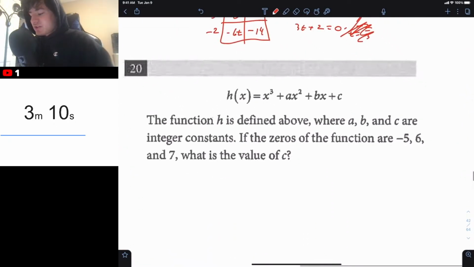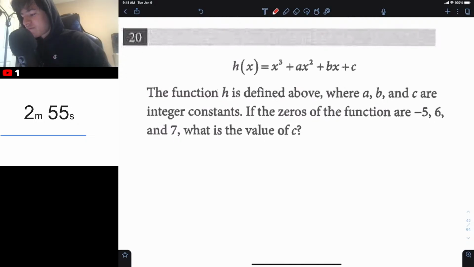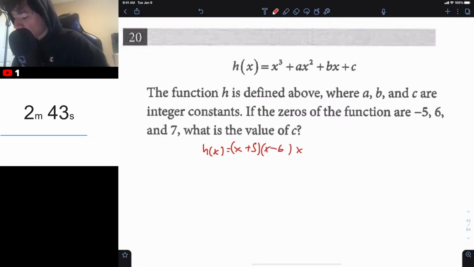All right, the function h is defined above, where a, b, and c are integer constants. If the zeros of the function are negative 5, 6, and 7, what is the value of c? All right, so the zeros of the function are negative 5, 6, and 7. Which means that if we were to write our function in a different way, we could say that h of x is also equal to x plus 5, x minus 6, and x minus 7.